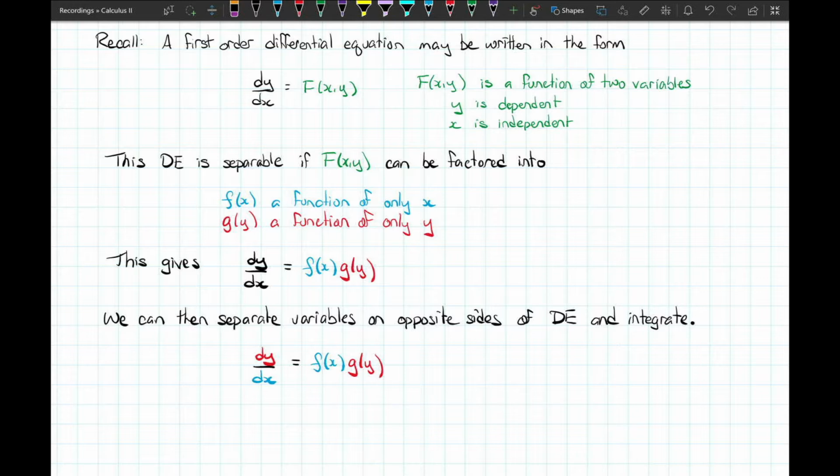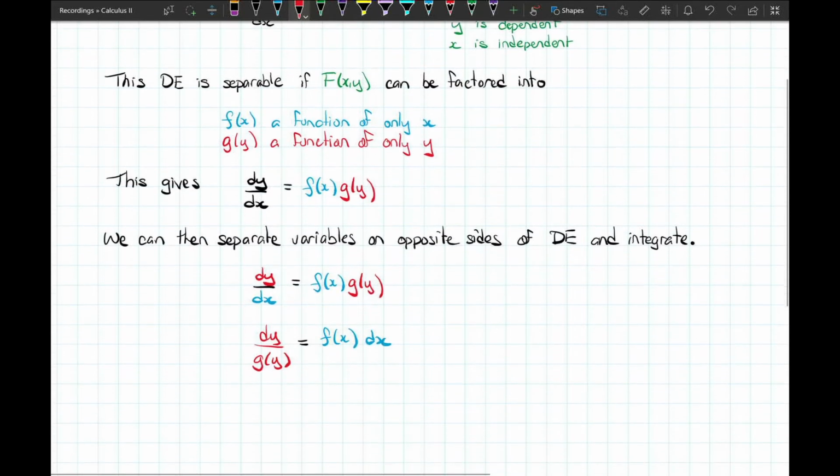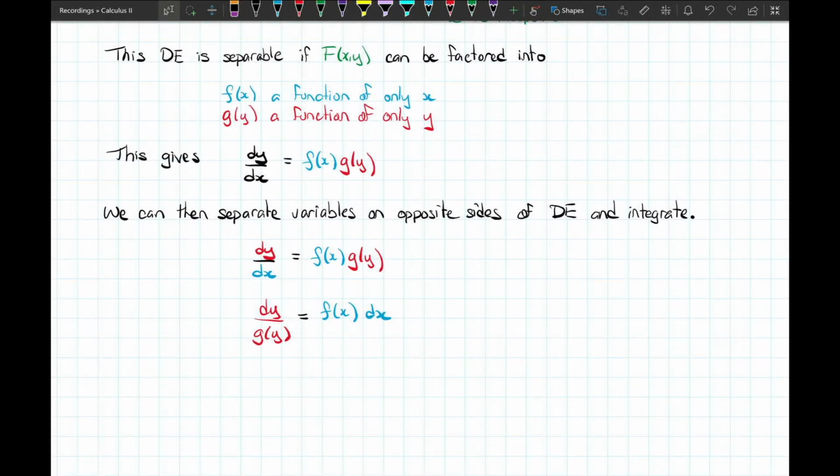So I'll just divide both sides of this equation by g(y), whatever that expression is, and while I'm at it, I'm going to multiply both sides of my equation by dx. Those are differentials, so we're splitting up dy/dx. We're thinking about a small change in y with respect to a small change in x, and we're splitting that up. So we have a small change in y over g(y) equals f(x) times a small change in x. Well, that is a perfect example of being able to now integrate.